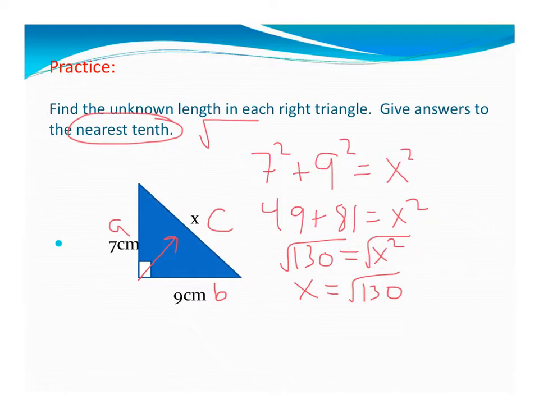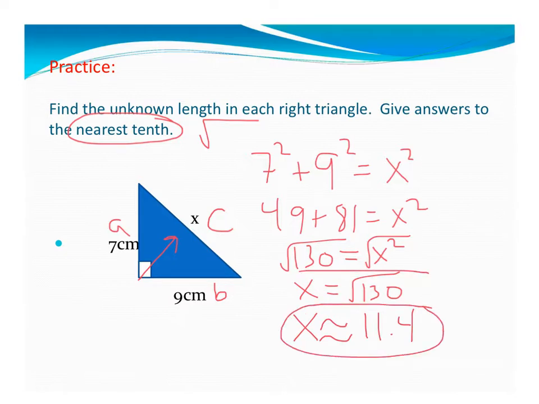Cool. Next one will be our approximate answer. So we want to have our approximate answer. So we're going to have x equals approximately, and the square root of 130 is about 11.4, and it's 0.175. So nearest tenth would be 11.4. So here's my approximate answer. Here's my exact answer.